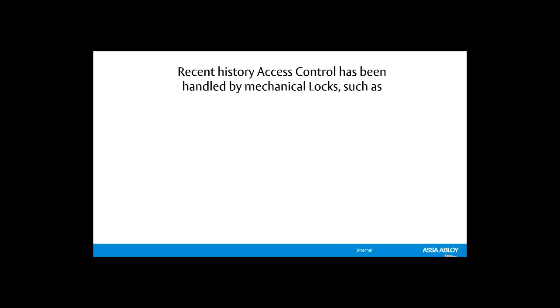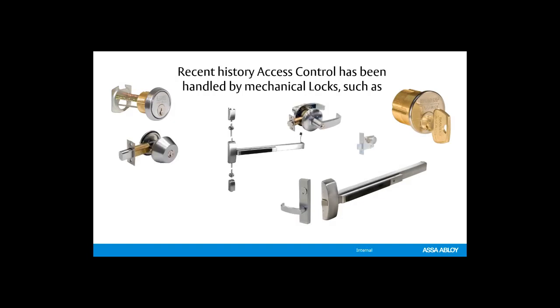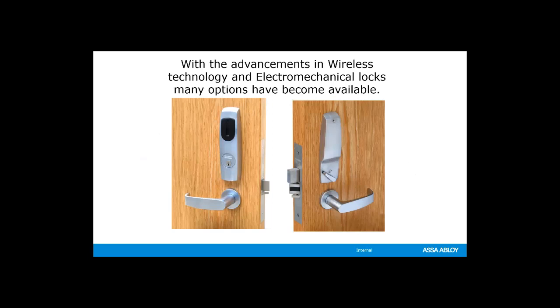In recent history, access control has been handled by mechanical locks, such as exit devices, mortise locks, cylindrical locks, and deadbolts. But with so many advances in wireless technology and electromechanical locks, many options have become available. And that's what we're going to look at today, some of the different options. But it's good to take a look at some basic terms that you should be familiar with.